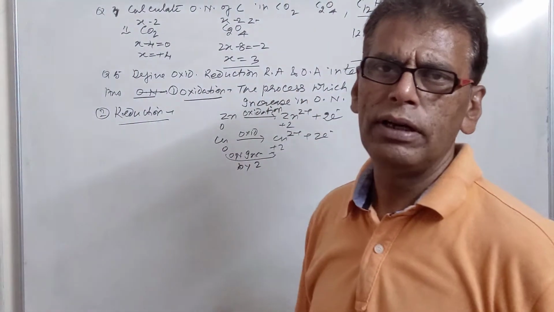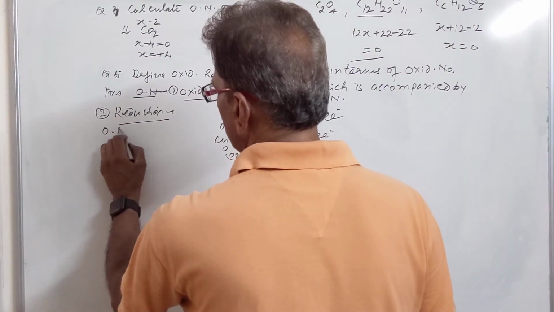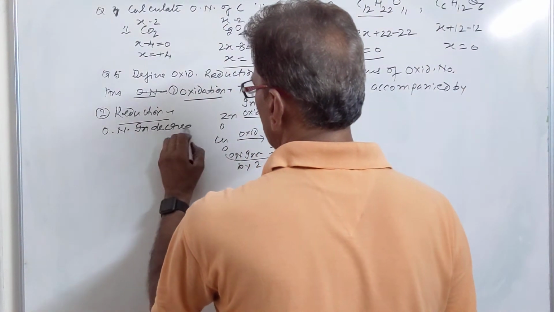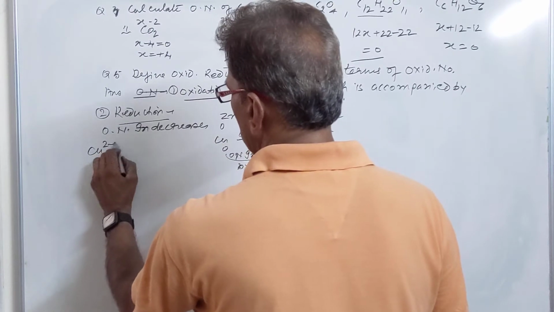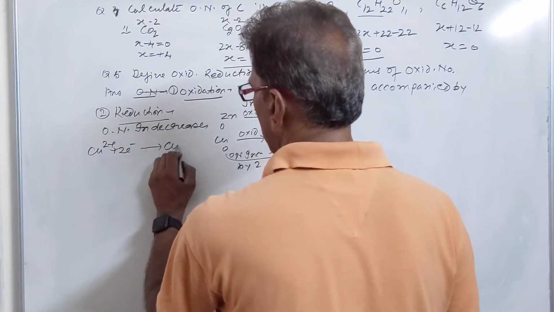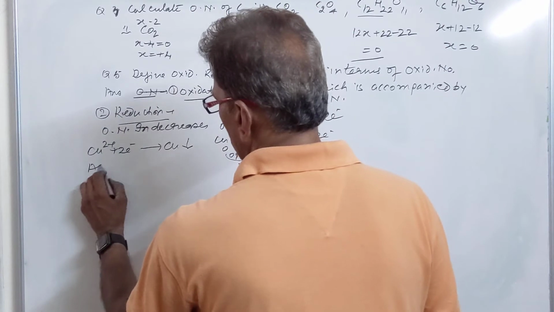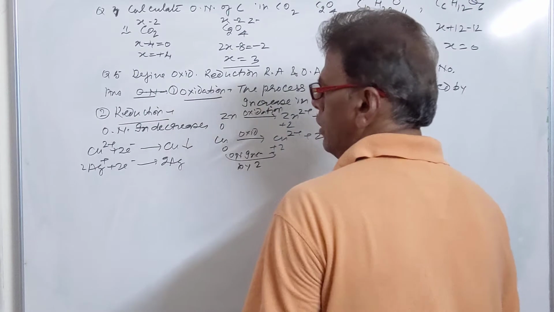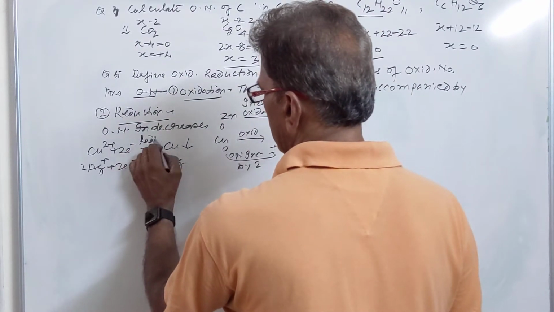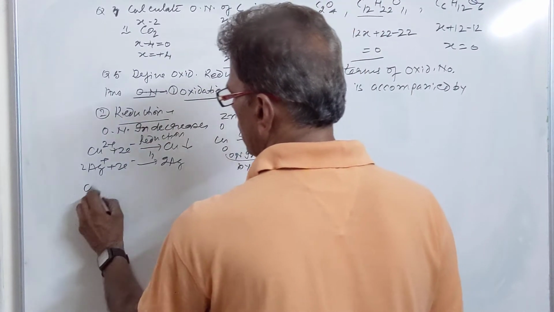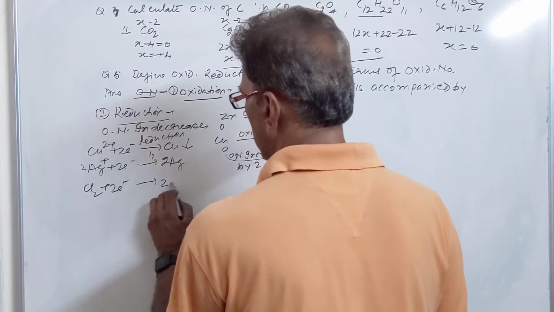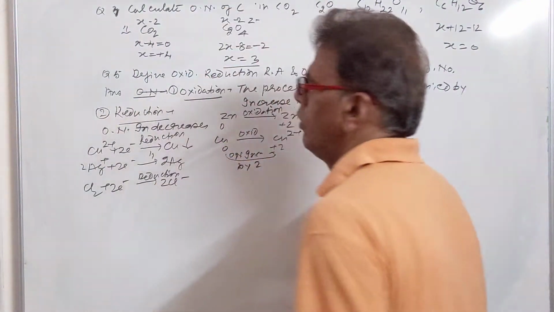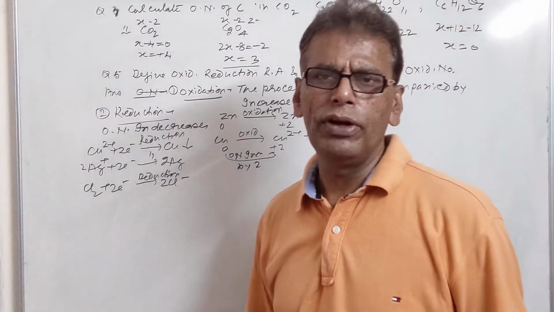Reduction is the process where the oxidation number decreases. For example, Cu2+ takes up 2 electrons, gives Cu. 2Ag+ takes up 2 electrons, will give you 2Ag. So this process is reduction, which is taking electrons. Cl2 takes up 2 electrons, making 2Cl-. This is reduction. So up to now we have discussed oxidation and reduction.